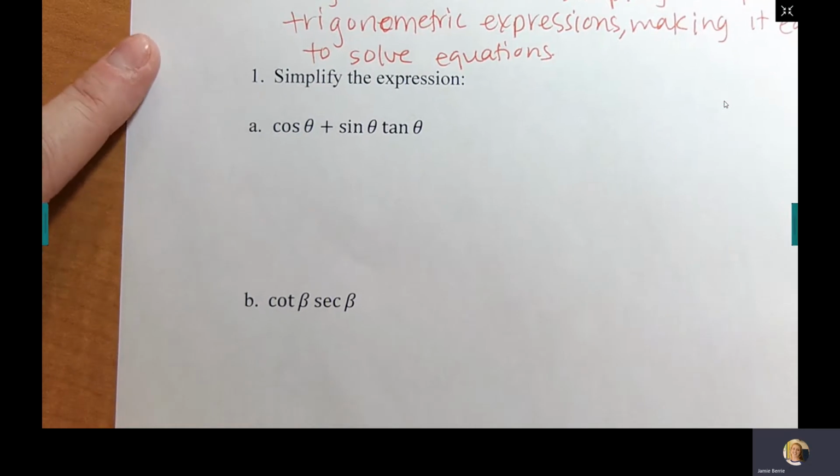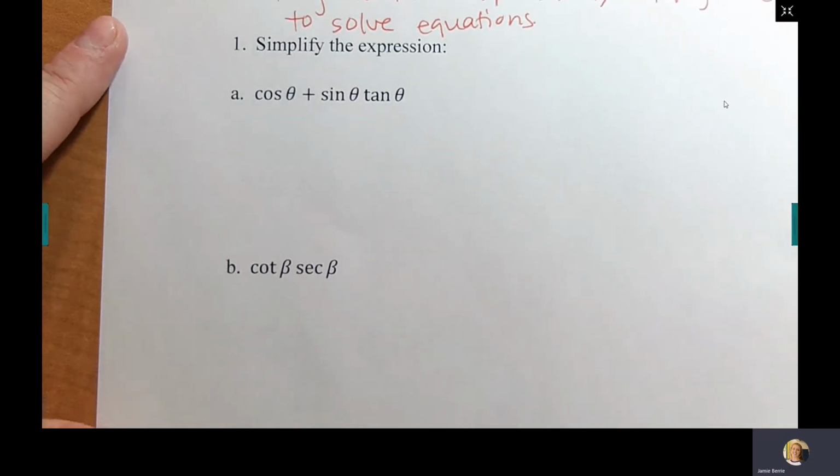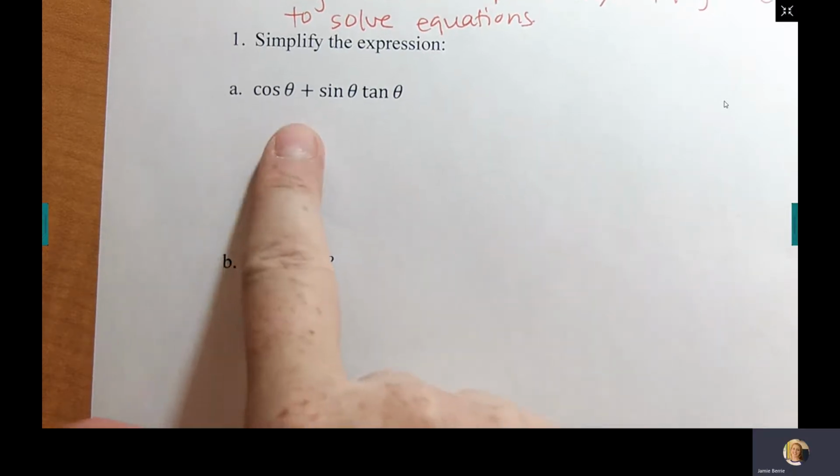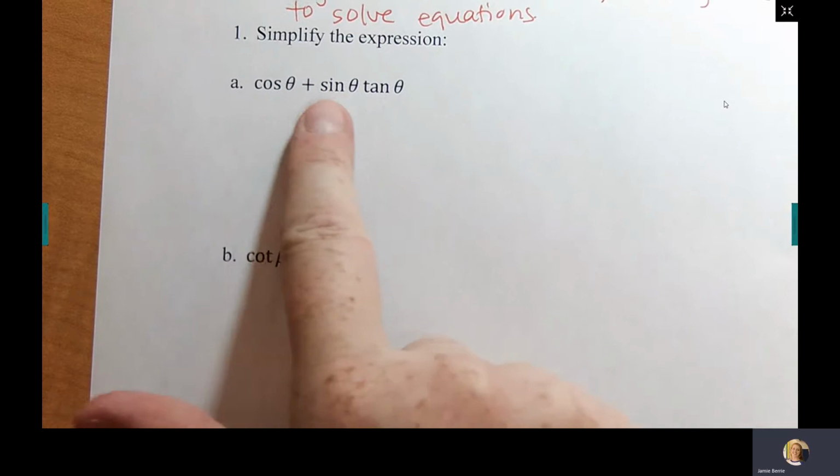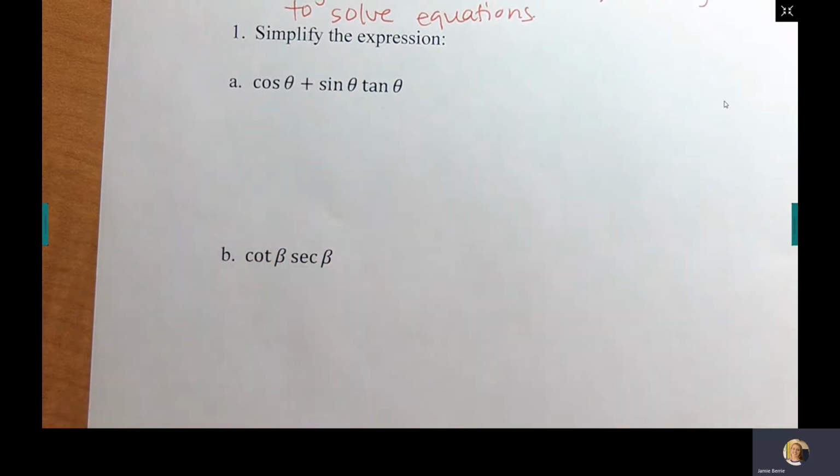the more complicated ones. All right, so directions are the same on all of these. So I just kept it as number 1, and then I did parts A, B, C, and I think we go all the way to maybe K. All right, so simplify the expression cosine theta plus sine theta times tangent theta.